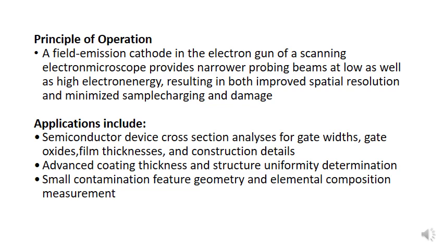Okay, so what is the principle of operation? So basically, it also has an electron gun, the same procedure, and a field emission cathode in the electron gun of a scanning electron microscope provides narrower probing beams at low as well as high electron energy. So this improves the spatial resolution and also minimizes the sample charging and damage.